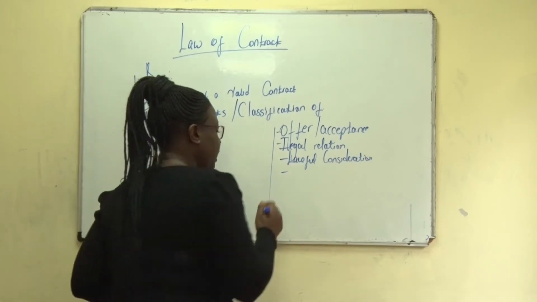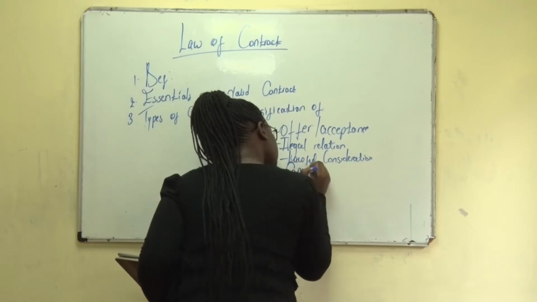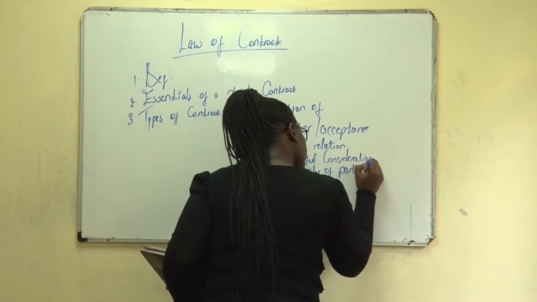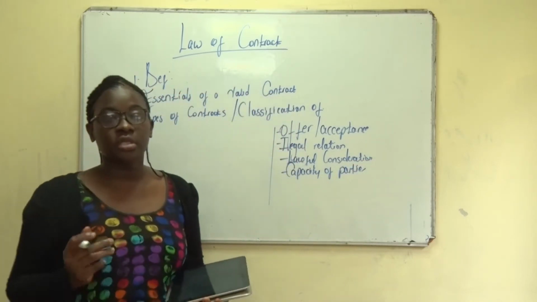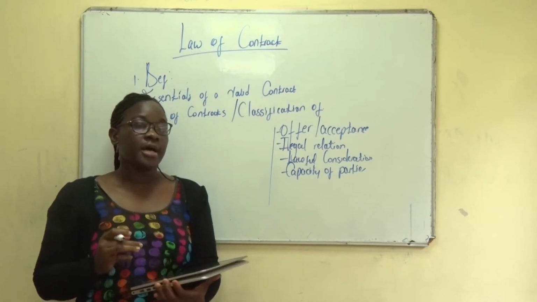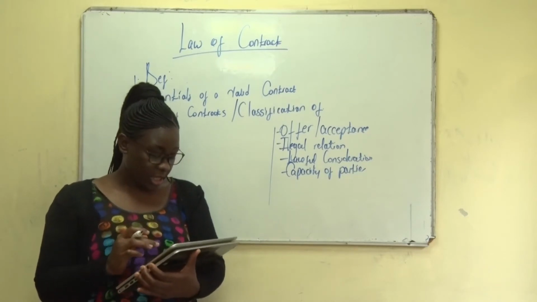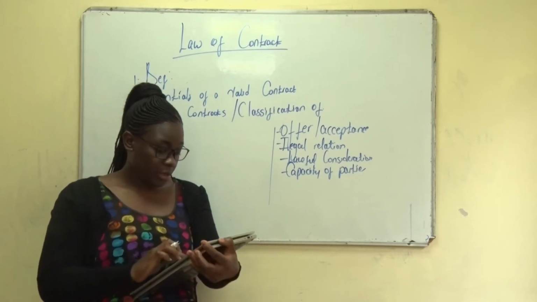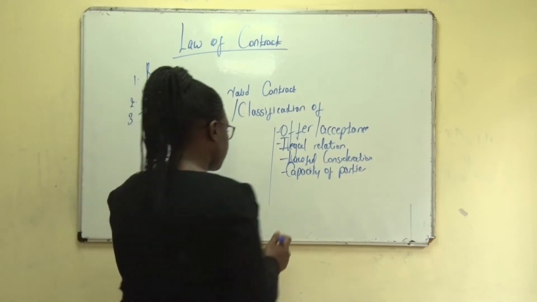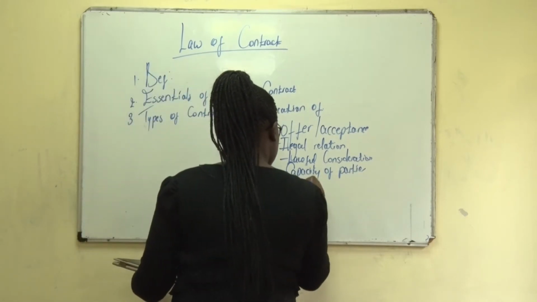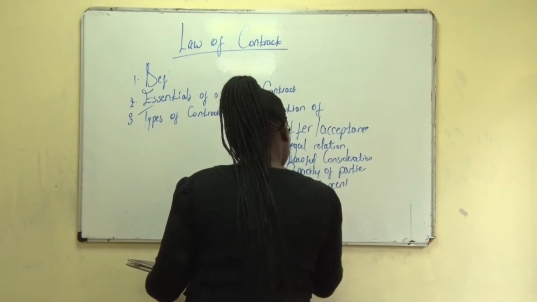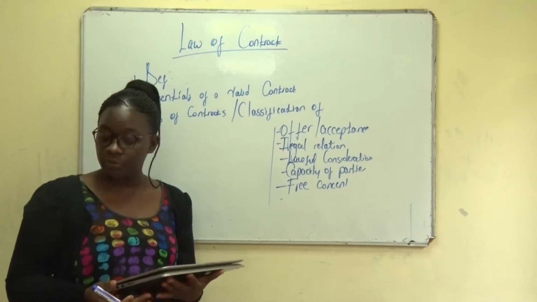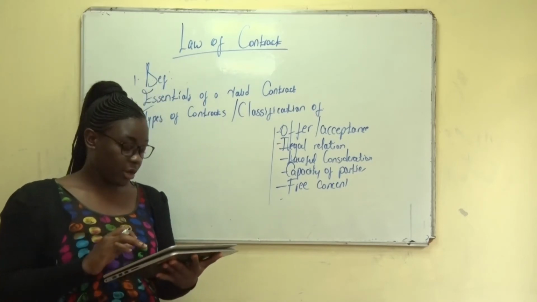And then capacity of parties, we have to look at the capacity. You can't just get into a contract with anyone. There has to be some bit of age or capacity. And then we have got free consent. When you talk of free consent, no one needs to coerce you. You need to be free when you're getting into a contract.